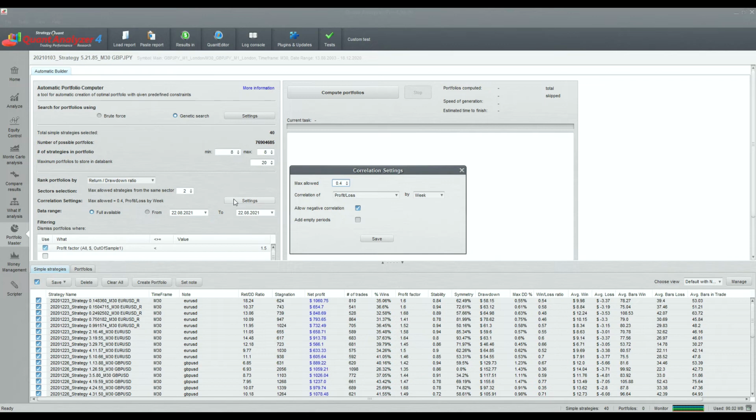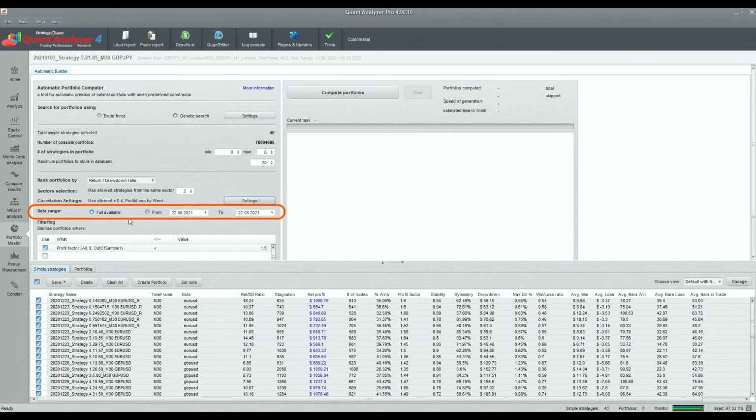If you leave allow negative correlation unchecked, large negative correlations will be colored red in the matrix. And lastly, when you compare strategies that were developed over different historical periods, there will be periods when one or more strategies has 0 trades. If you check Add Empty Periods, a 0 correlation value will be assigned to the period with no trades. If unchecked, these empty periods will be ignored. Since all the strategies in a basket were developed over the same 17-year period, this option is not relevant.